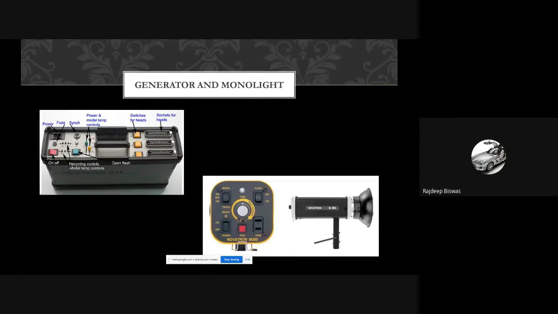On the left hand side, you would see a generator, and on the right hand side, you would see a monoblock. Now, generator lights are generally used when you are going outdoors and you do not have a source of electricity. You can use these. And generally, what we use in a studio environment are the monoblocks.